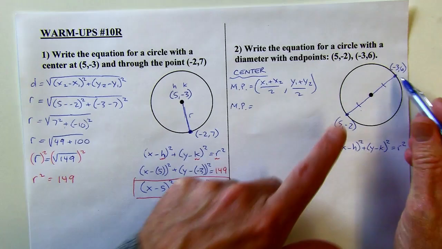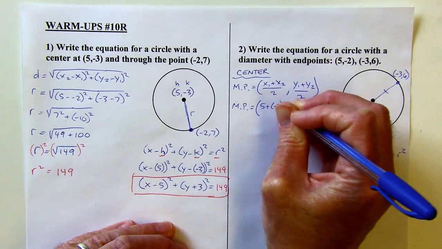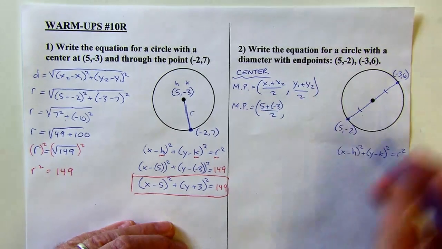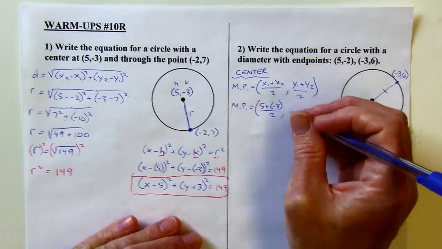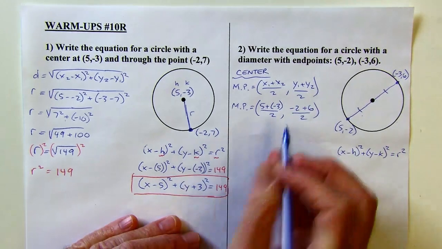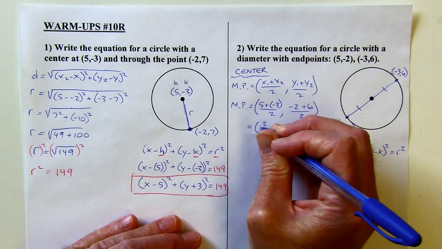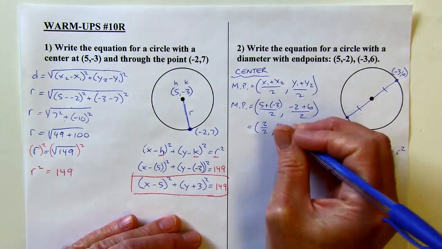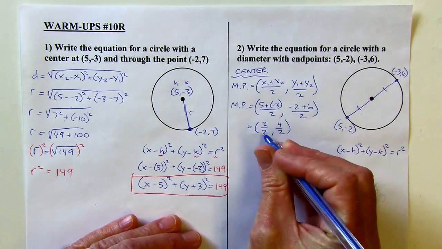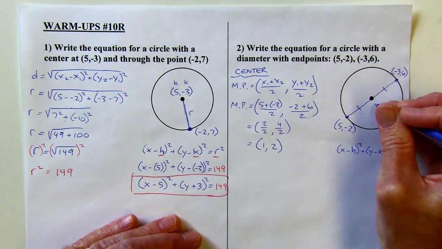let's see, for the x's I've got 5 and -3. I'll average those, and then I'm going to average the y's, -2 and 6. Okay, and then I'll start simplifying here, so that would be 2 over 2. And this one would be 4 over 2. I can simplify further, and then I get 1 and 2. Okay, so that is my center.